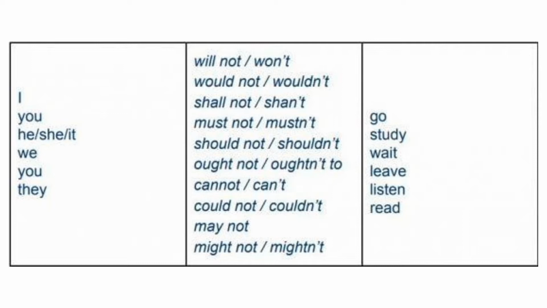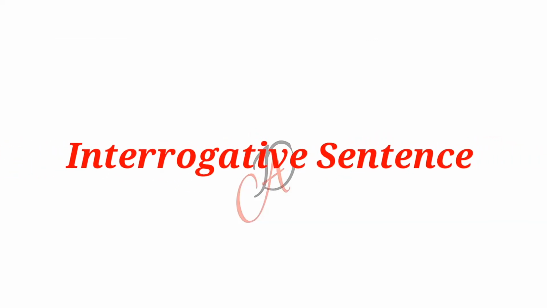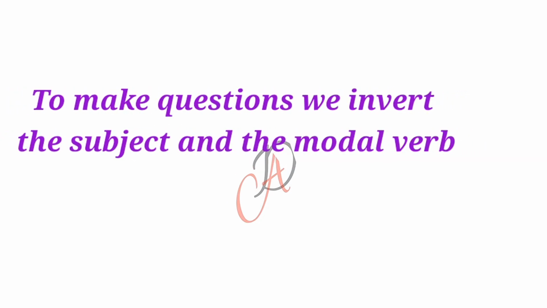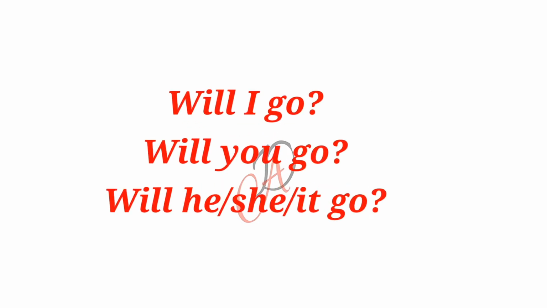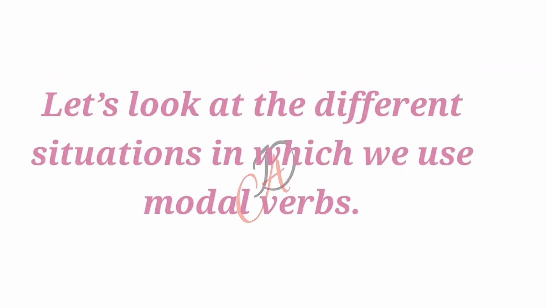And the third type of structure that we use in modal verbs is questions. To make questions, we invert the subject and the modal verb. For example, will I go, or will you go, or will he, she, it go, and so on. Okay, guys, hope you understood the sentence structure that we use with the modal verbs. So, now let's look at the different situations in which we use the modal verbs.